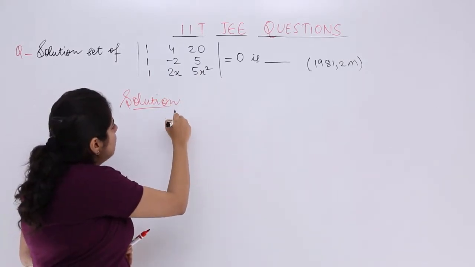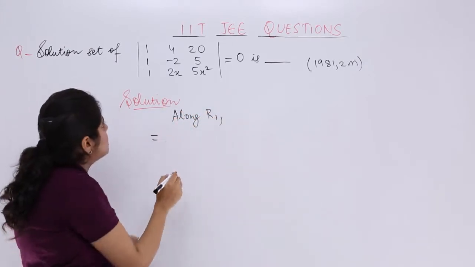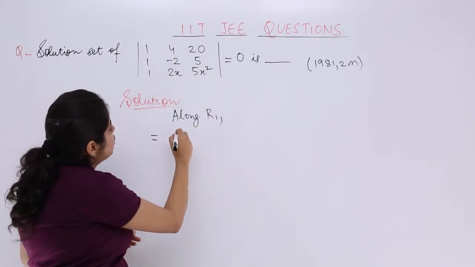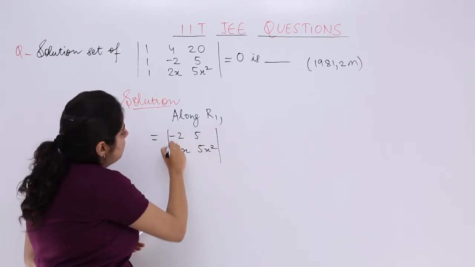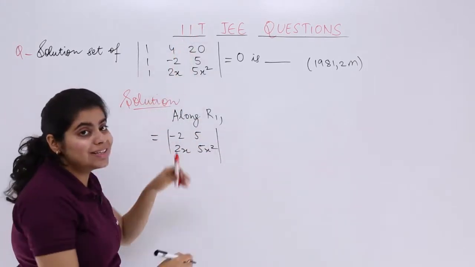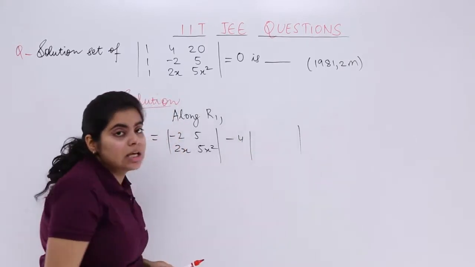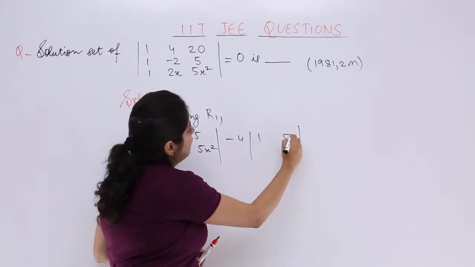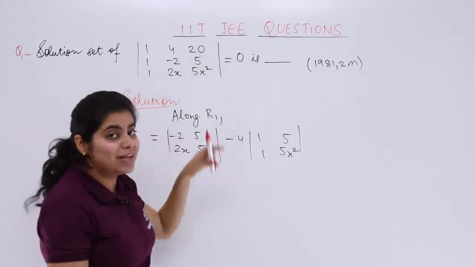We are expanding along row 1 only. It is 1, then you need to ignore this column and this row. You have minus 2, 5, 2x, 5x square. Then you have minus 4 because it follows plus, minus, plus, remember? Then you ignore this column, ignore this row. It is 1, 5, 1, 5x square. Last but not the least, you have plus 20.